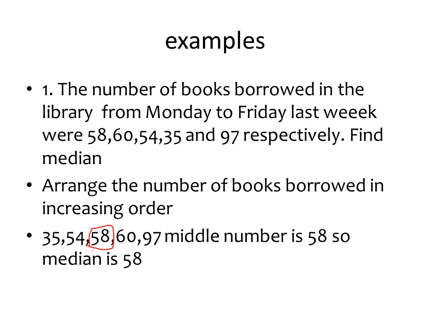What are we doing here? We are arranging in increasing order. How do we arrange it? 35, 54, 58, 60, 97. And the middle number, the number in the middle, is 58. So our median is 58. Hope it is easy.